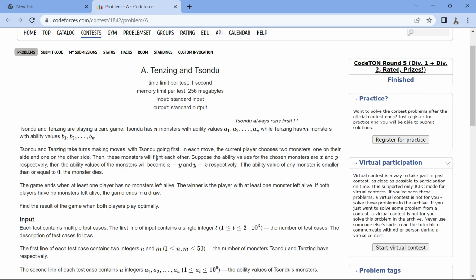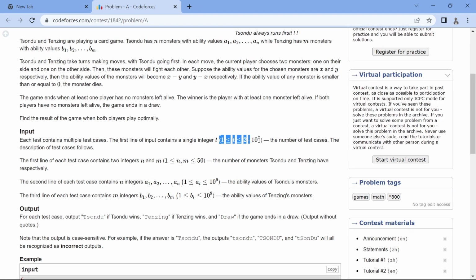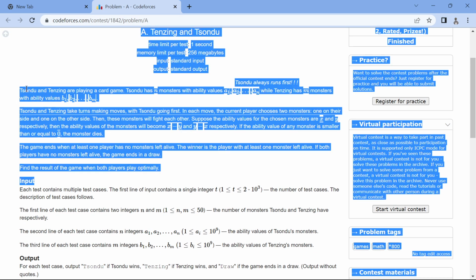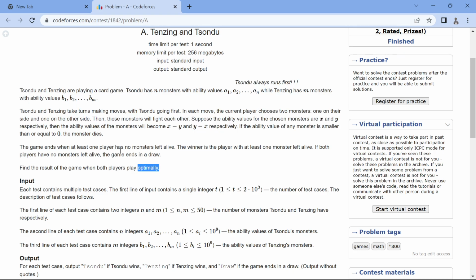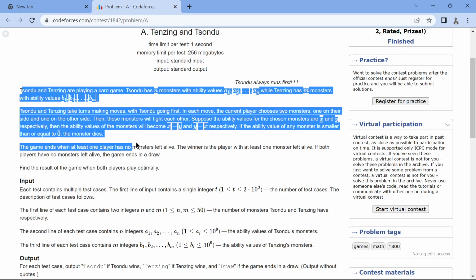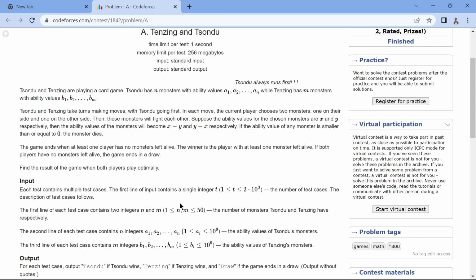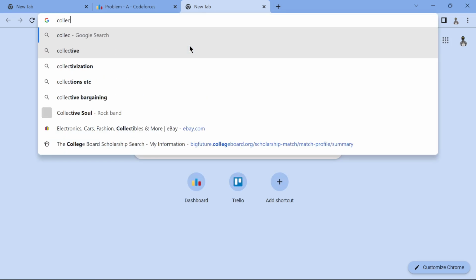And we can just simulate this, because we see in the constraints that there are up to 2 times 10 to the power 3 test cases, but N and M are less than or equal to 50. That means we can continuously sort and have the two greatest monsters fight until the monsters have negative values, meaning we can just remove them. In Java, Collections.sort on an ArrayList runs in n log n time, I believe. Let's double check.